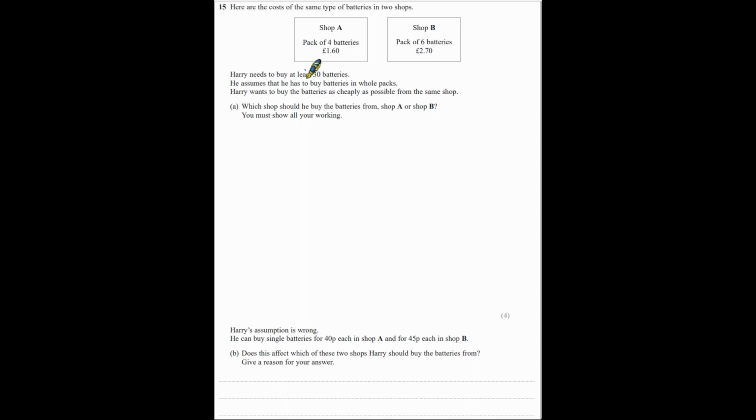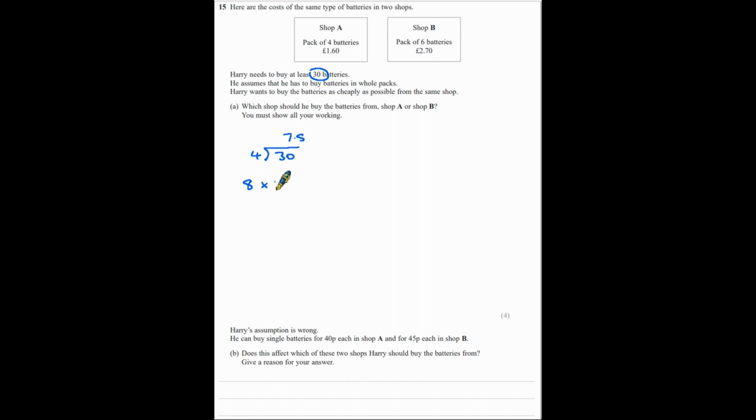Let's have a look at this. He wants to buy at least 30. Now in shop A, they sell batteries in packs of 4. So using his assumption that he has to buy batteries in whole packs, 30 batteries divided by 4, well, that works out at 7.5 packs. He can't do that. He has to buy whole packs, so he would have to buy 8 packs.